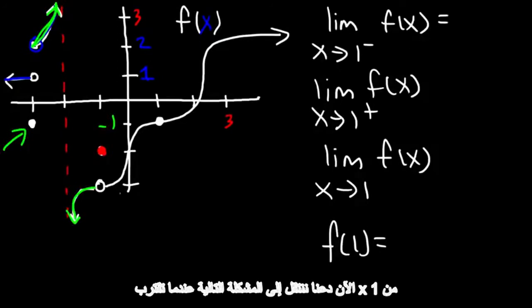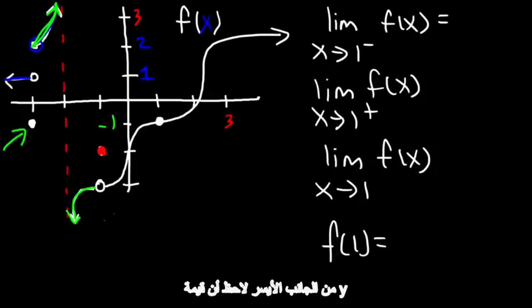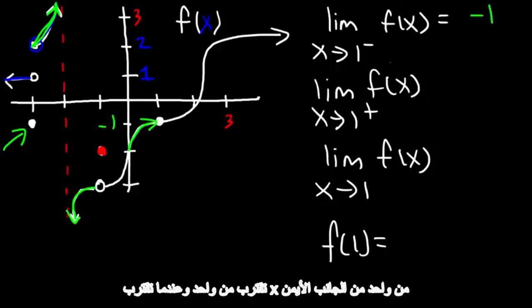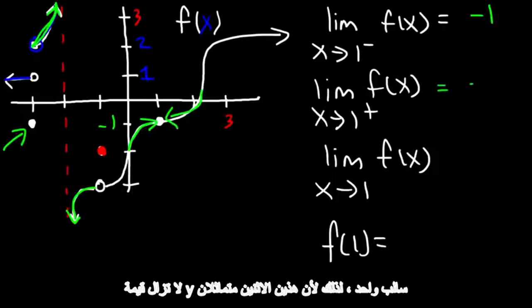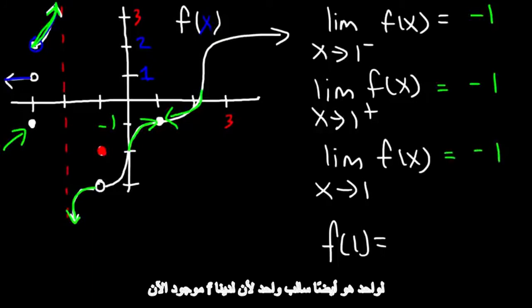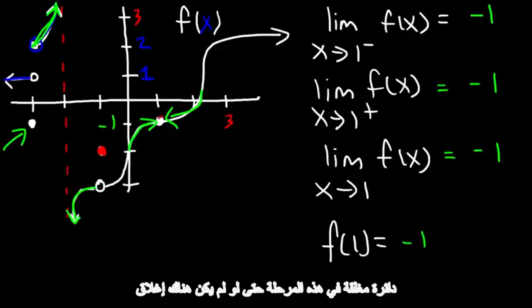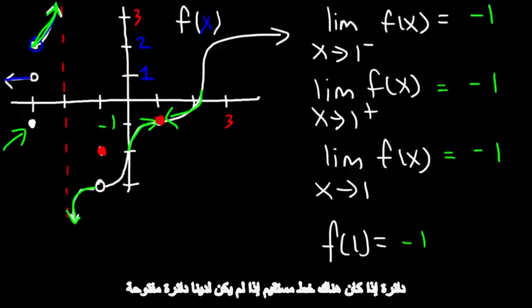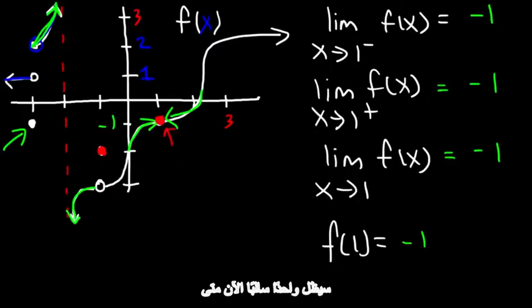Now let's move on to the next problem. As x approaches 1 from the left side, notice that the y value approaches negative 1. And as x approaches 1 from the right side, the y value is still negative 1. So because these two are the same, as x approaches 1 from either side, it's going to be negative 1. The limit exists. Now, f of 1 is also negative 1 because we have a closed circle at this point. Even if there were no closed circle, if there was a straight line, if we didn't have an open circle, it would still be negative 1.